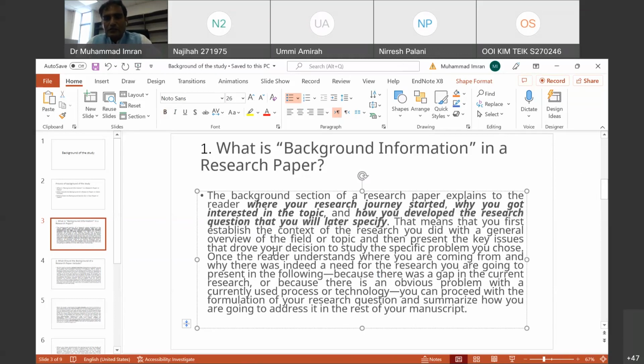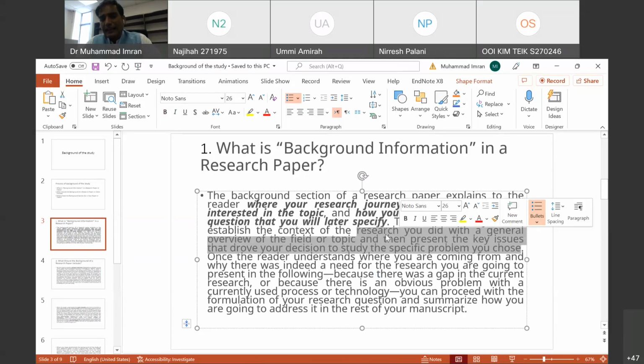That means you first establish the context of the research you did with a general overview of the field or the topic, and then present the key issues that drove your decision to study the specific problem you chose. Okay, first you have to select the title or area. We already selected the area, right?